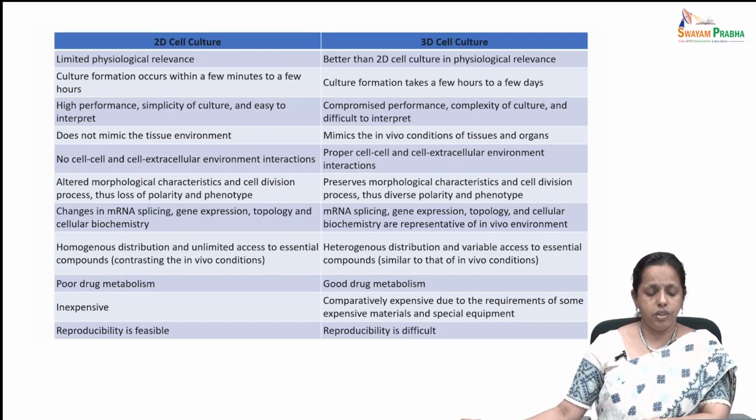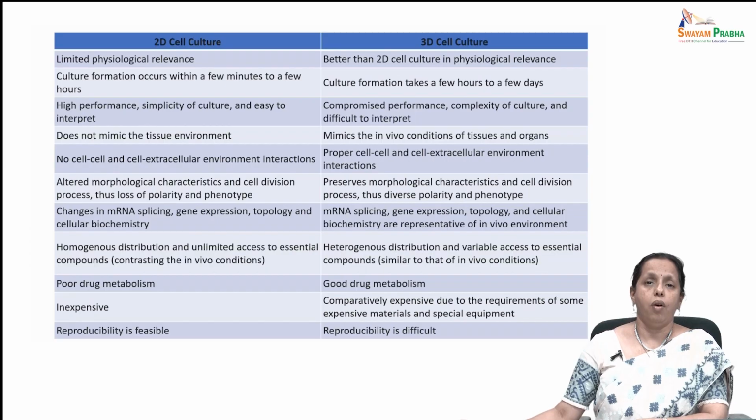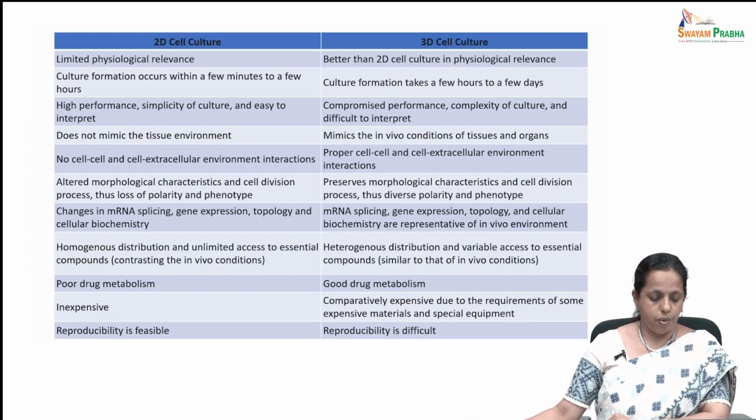So there are a lot of changes in mRNA, gene splicing, gene expression and cellular biochemistry, and all these characteristics are representative of the in vitro environment. There is homogeneous distribution, as mentioned before, and unlimited access in 2D. Because of forming a spheroid, the distribution of the drugs or the access to nutrients is not as uniform as before. There is poor drug metabolism.